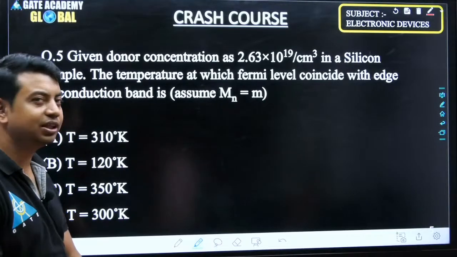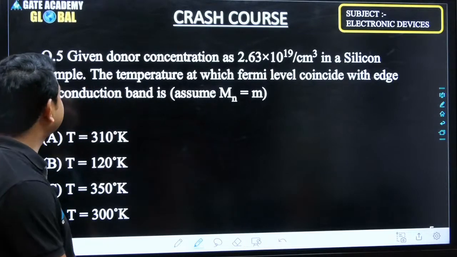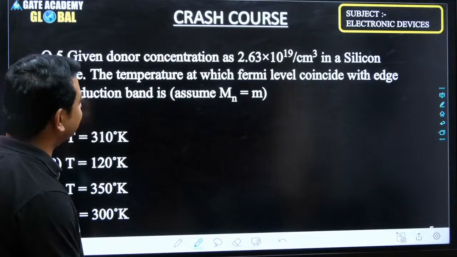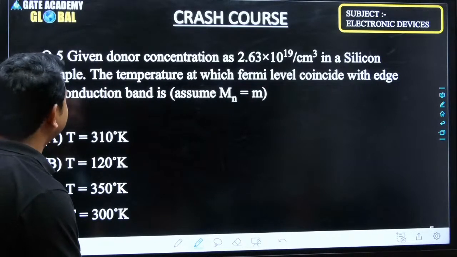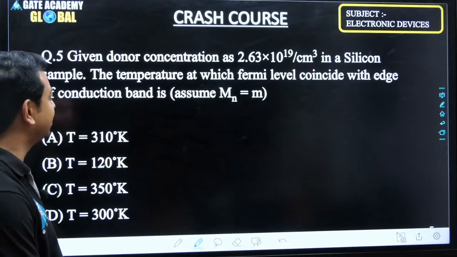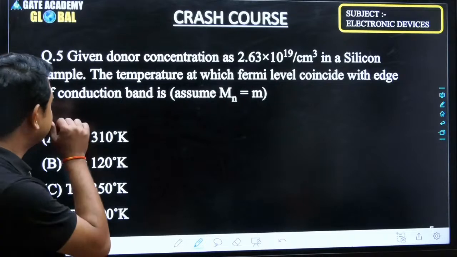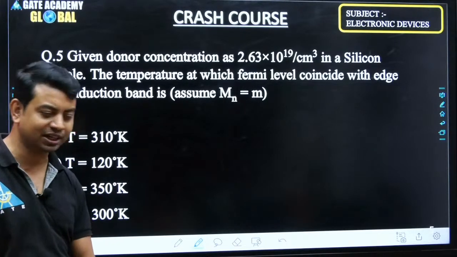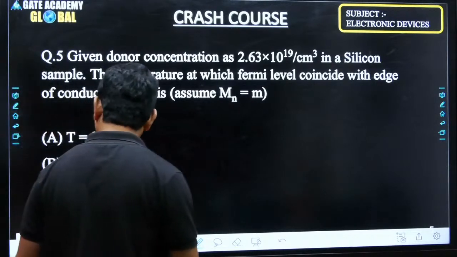So, now we have another question, and this question is a different concept. Given donor concentration as 2.63 × 10^19 per centimeter cube in a silicon sample, find the temperature at which the Fermi level coincides with the edge of the conduction band, assuming Mn is equal to M. So, here we are having the donor concentration, again this is an N type semiconductor, and the concentration is given.